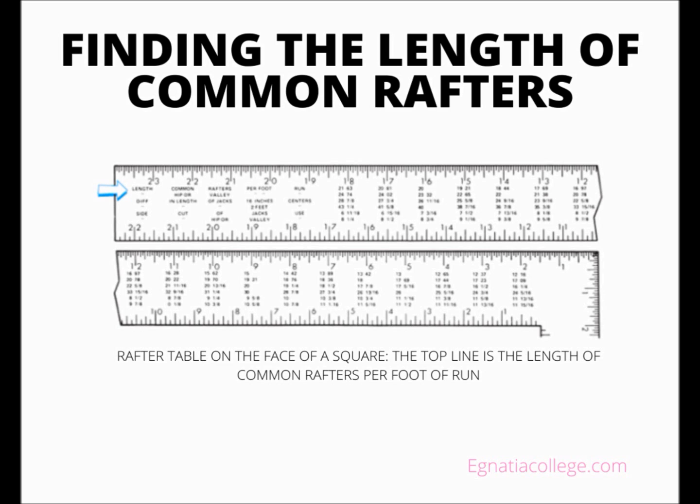Step 1. Find the number of inches of rise per foot of run at the top of the table. These numbers are the regular graduations on the square. Step 2. Under this number, find the length of the rafter per foot of run. A space between the numbers indicates a decimal point. Step 3. Multiply the length of the common rafter per foot of run, the number found in Step 2, by the number of feet of run.